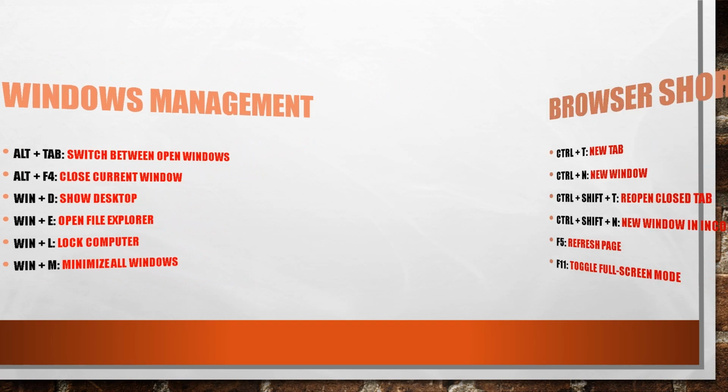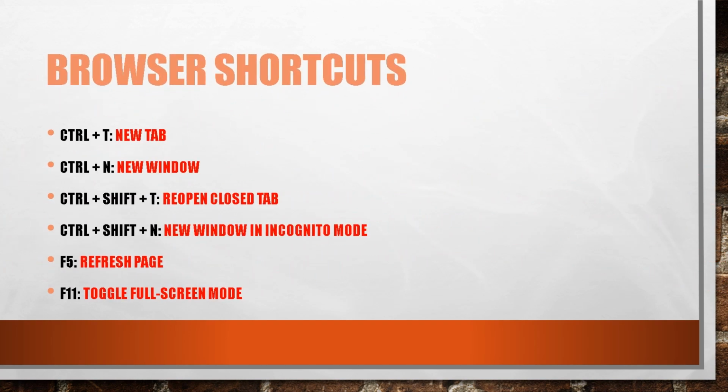The next area is the browsing area. This is used when you are online, that is when you are browsing. To open a new tab, all you do is press the Ctrl button and T. For a new window, Ctrl and N. If you want to reopen a closed tab, for example, you made a mistake and closed a tab and you want to recall it, you press Ctrl Shift T.